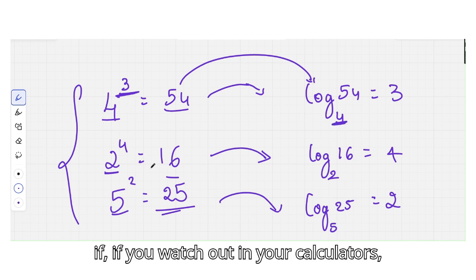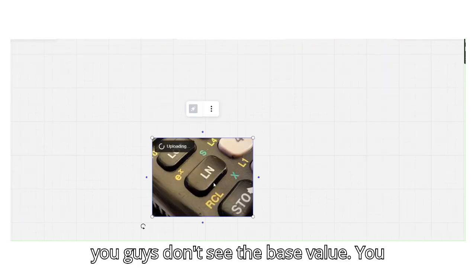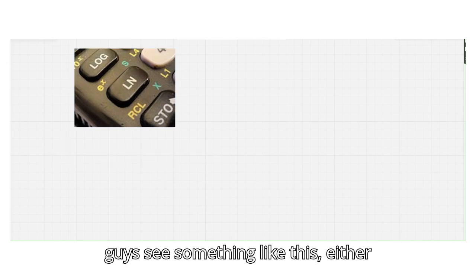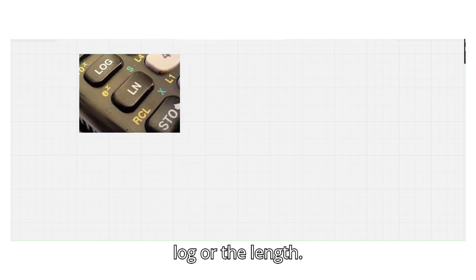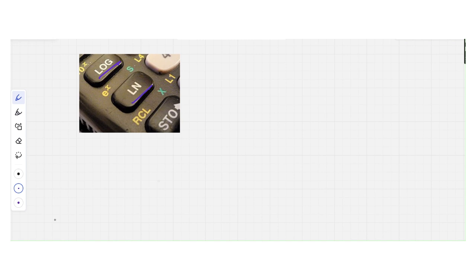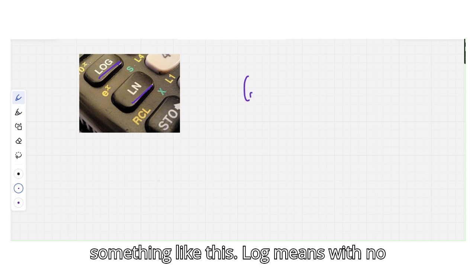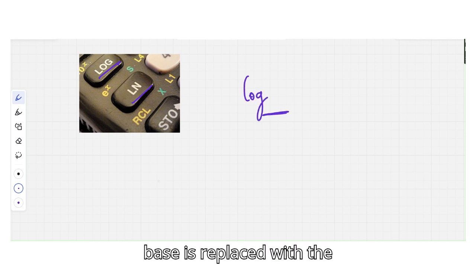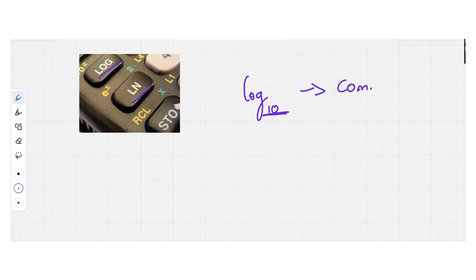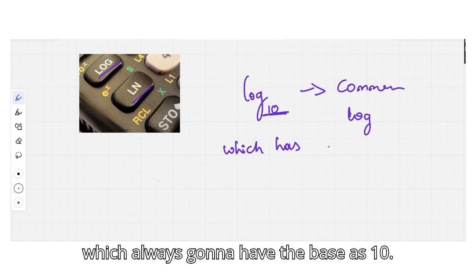What if you look at your calculators and you don't see the base value? You see something like this, either log or ln. This is the most important thing. It goes something like this. Log with no base is replaced with the base of 10, always. A log with no base is called a common log, which always has the base of 10.